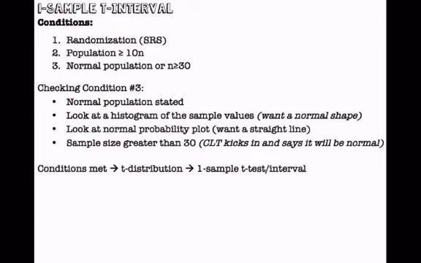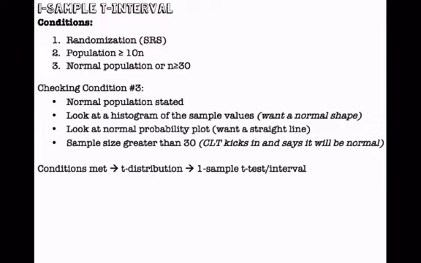So if we wanted to do a one sample t interval, the conditions we would check are randomization. The population has to be greater than or equal to 10 times the sample, and it has to be a normal population, or n has to be greater than or equal to 30. So when we're checking condition number 3, the normality, it either has to be stated that it's a normal population, or if we have the data, we can look at a histogram of the sample values, and we want to see a normal shape. If we have the data values, we could also look at a normal probability plot. And remember, with a normal probability plot, you want to see a straight line when it's normal.